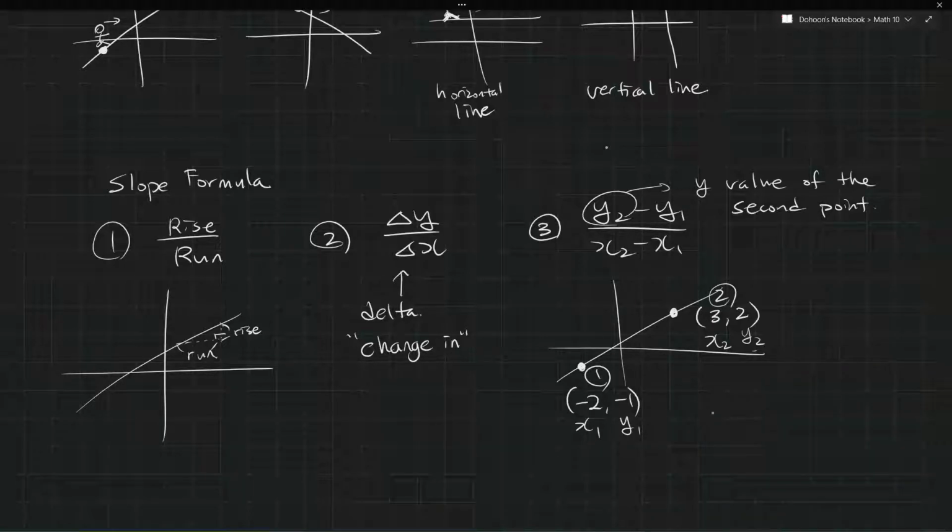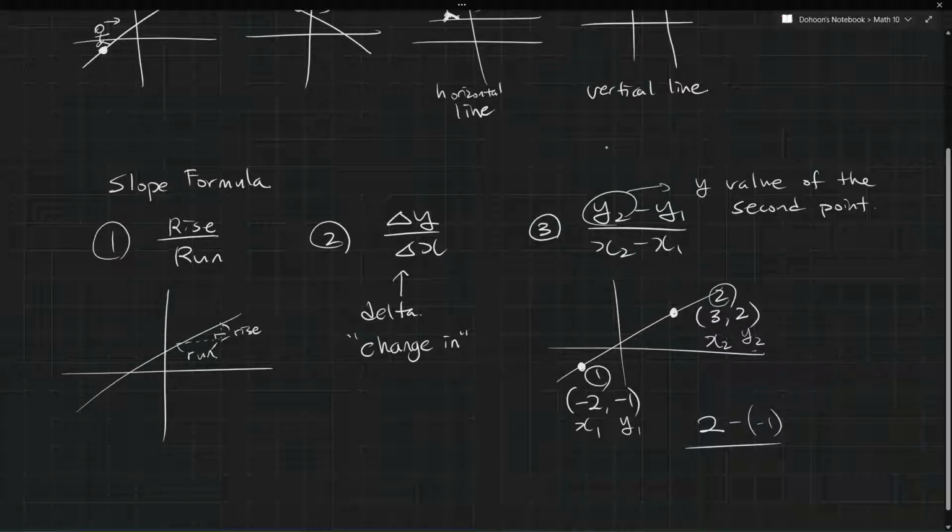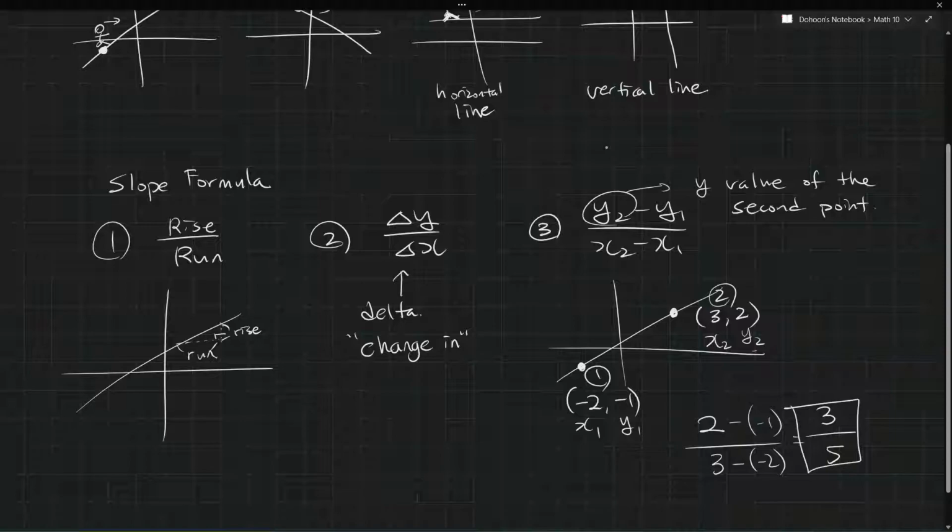Well, I know that y2 was 2 minus y1, which is -1, over x2 was 3 minus x1 was -2. So we can do that. 2 minus -1 is +3 over 3 minus -2 was +5. So that's the slope that I have.